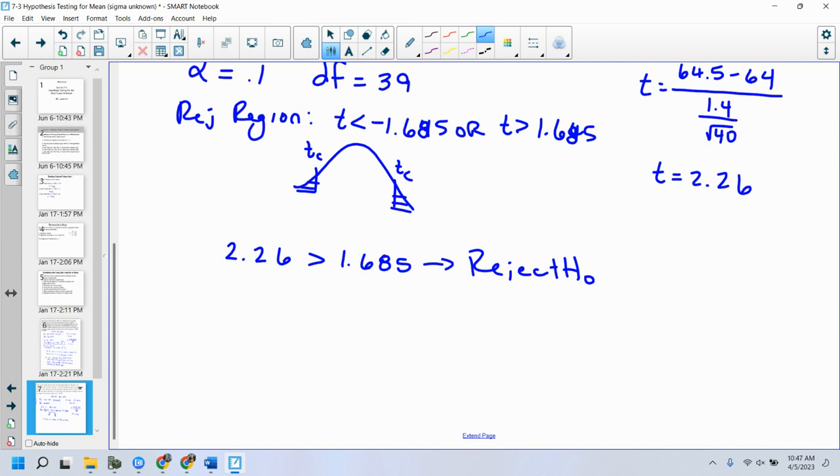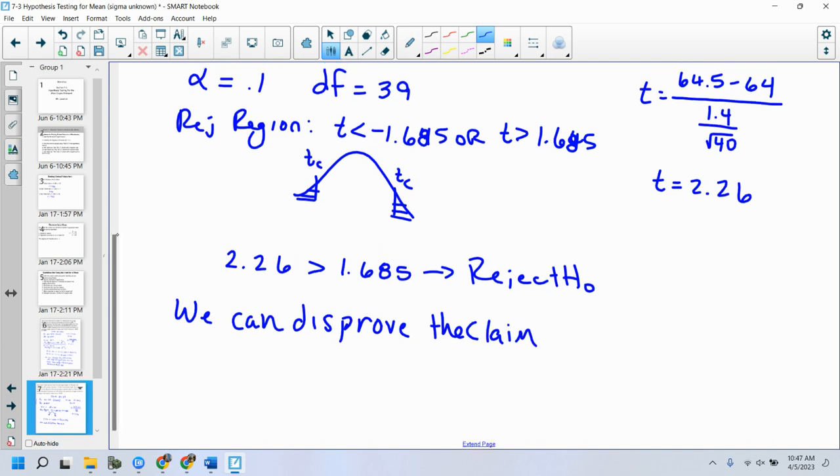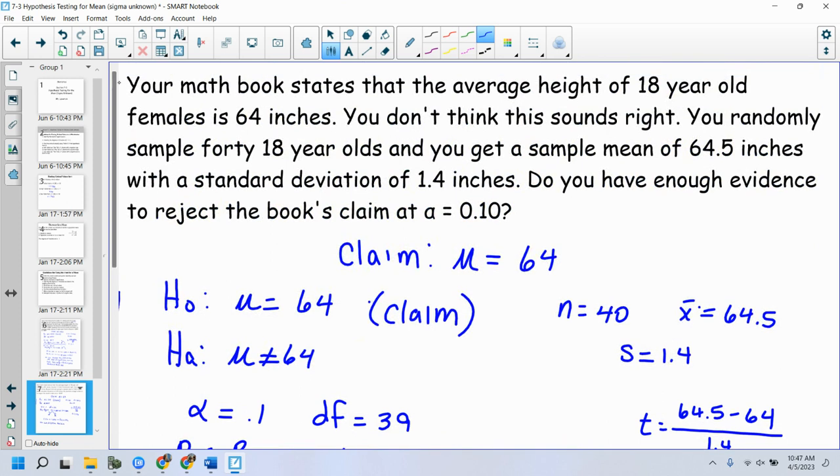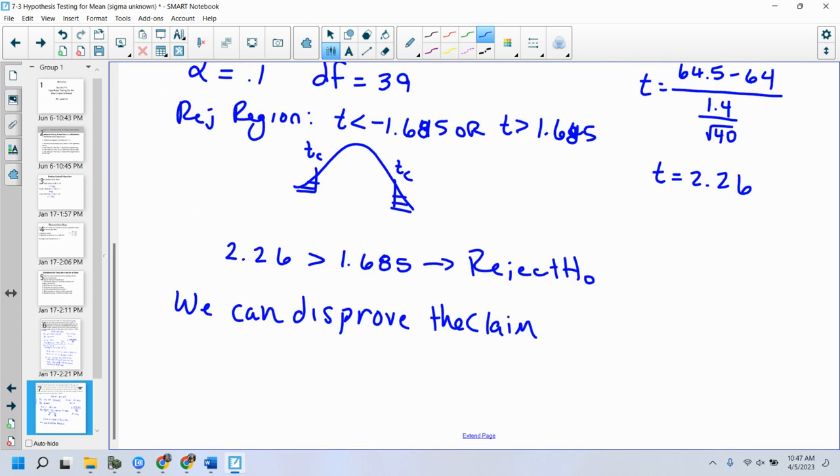So let's make our statement in the end. We can disprove the claim. And if you want to get wordy, you can actually state the claim that the math book's claim that the average female height is 64 inches tall. We can disprove the claim at the alpha 0.1 level of significance.